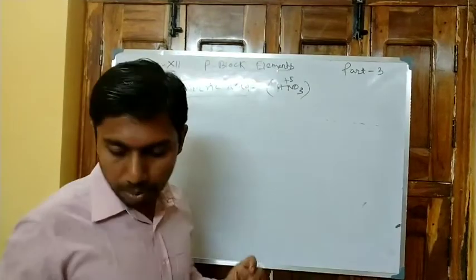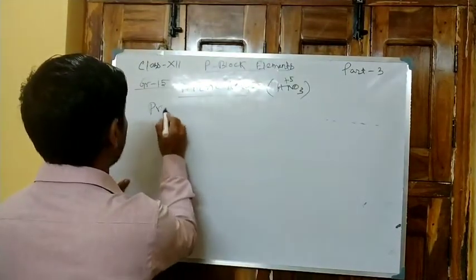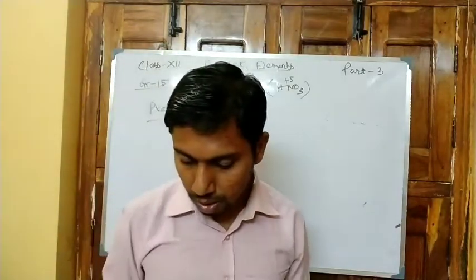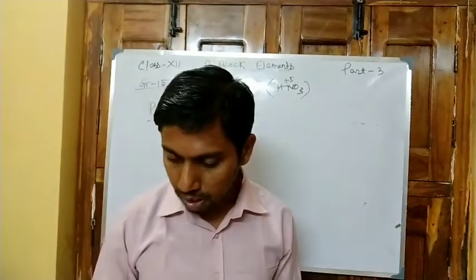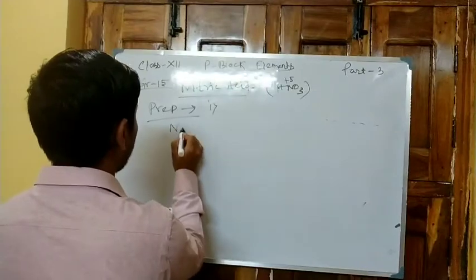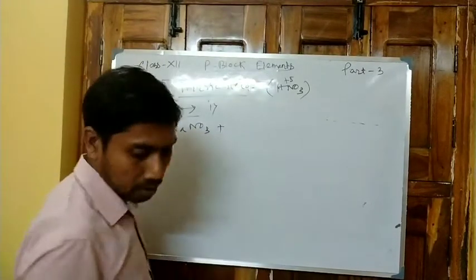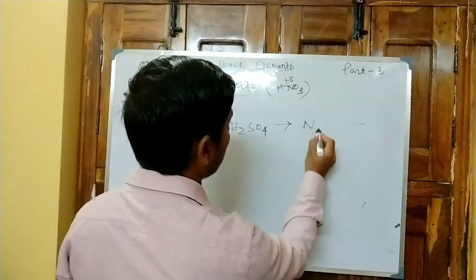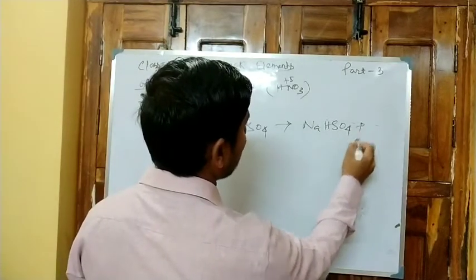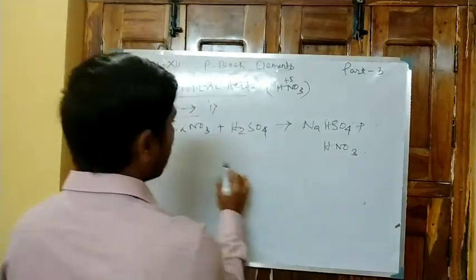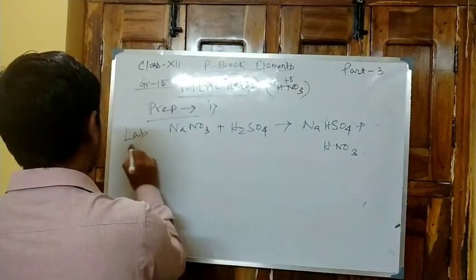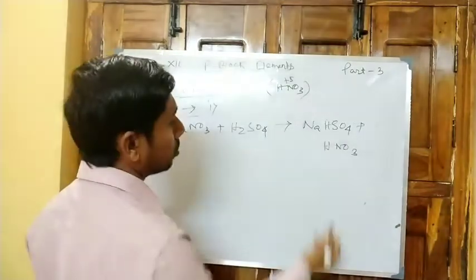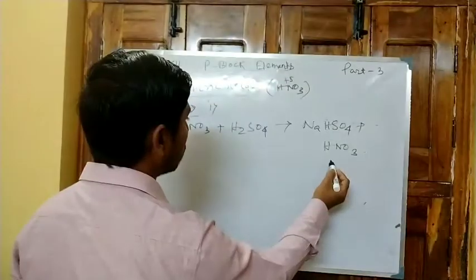Now next, that is preparation. First of all, preparation is done by using a salt, that is sodium nitrate, NaNO3 plus H2SO4, forming NaHSO4 plus HNO3. It is the laboratory preparation of HNO3, that is sodium nitrate plus H2SO4, forming sodium bisulfate and HNO3.